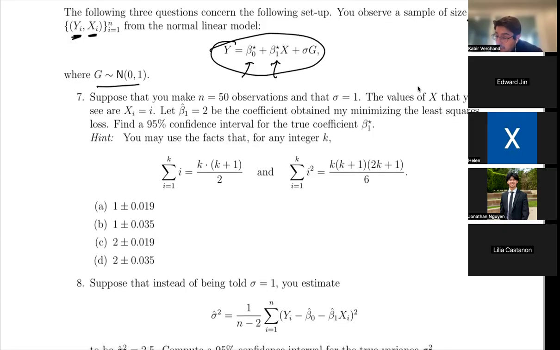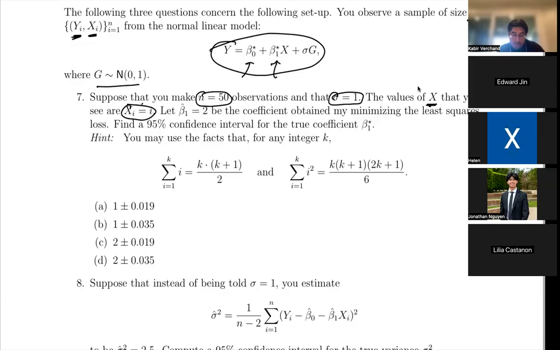Okay, so the first question is we're told that we make 50 observations. We're told that the standard deviation sigma is equal to 1. And we have a fixed design, so the values of x that we look at here are x_i equal to i. Now, if we run our regression software and we see that beta hat 1, the fitted value of this coefficient, is equal to 2, and this is the fitted value by minimizing the linear least squares loss, our goal is to find a 95% confidence interval for the true coefficient beta 1 star.